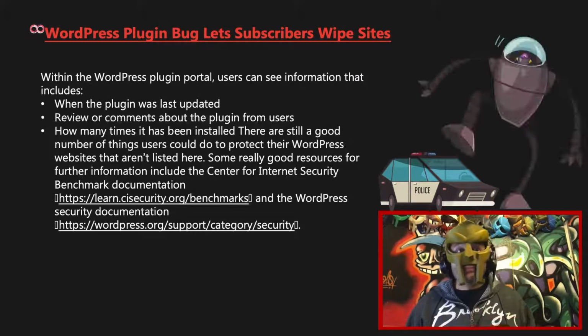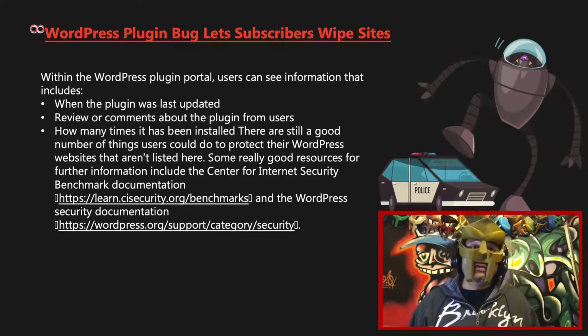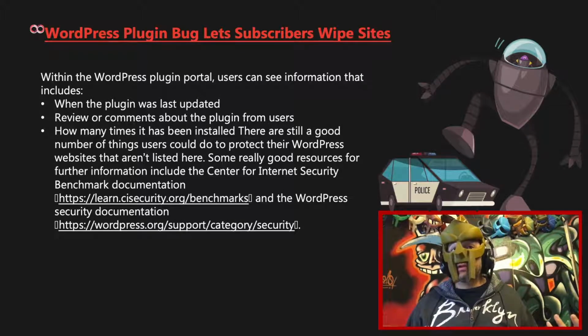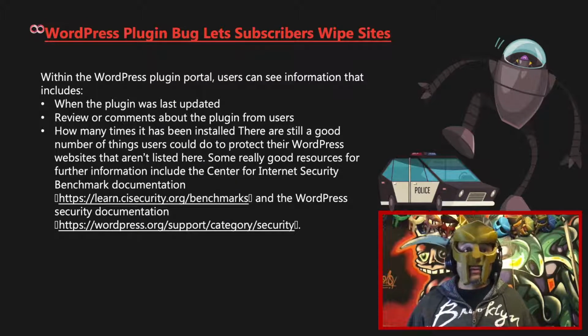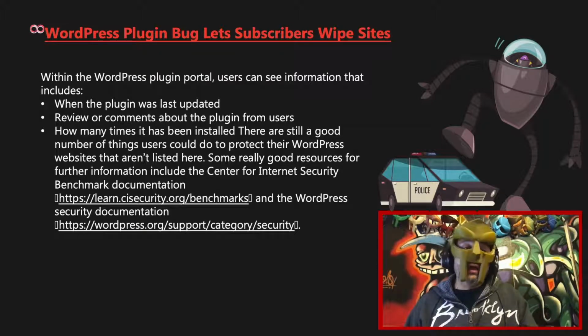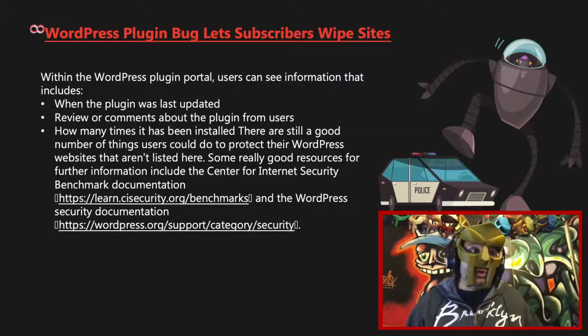Any plugins or templates used within WordPress should be from reputable sources and be kept up to date. Within the WordPress plugin portal, users can see information that includes when the plugin was last updated, reviews or comments about the plugin from users, and how many times it has been installed. These are things that you could check on individual plugins or modules, again, depending on which CMS you use, but that also does not necessarily solve the issue.